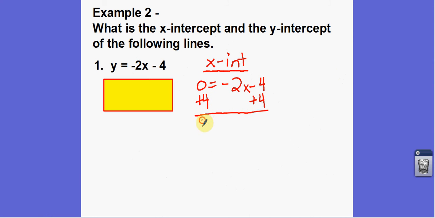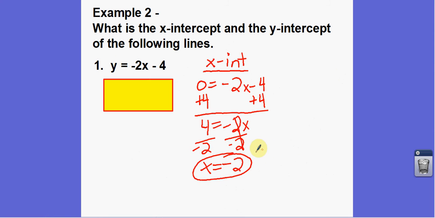And that's going to give me 4 is equal to negative 2x. And then I'm going to divide by negative 2, and I'm going to get x is equal to negative 2. Alright, so I'm partially done. I still need my y-intercept. We'll do that work right here.